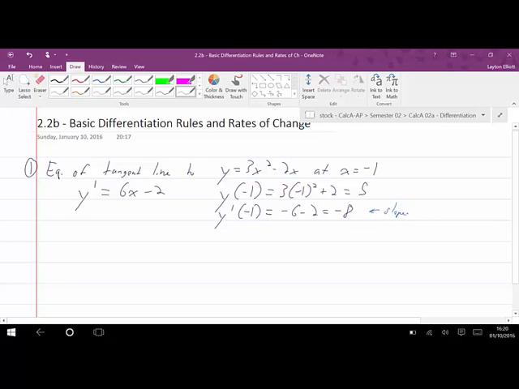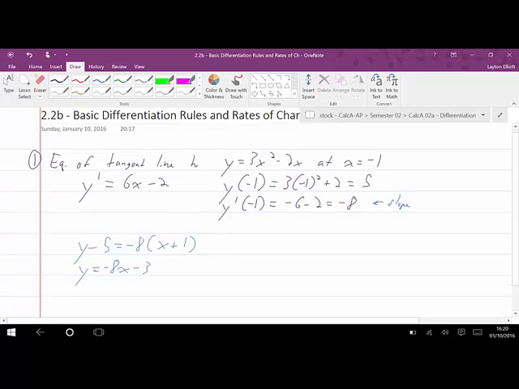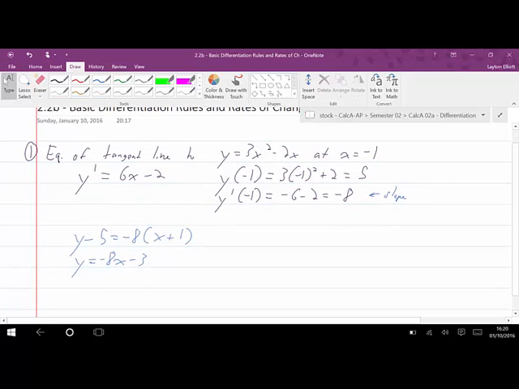And then I'm going to put this together into point-slope form. y minus 5 is equal to negative 8 times x minus negative 1, or y is equal to negative 8x minus 8 plus 5, so negative 8x minus 3. Just double checking. Yep. And then I'm going to come back and look at a graph.